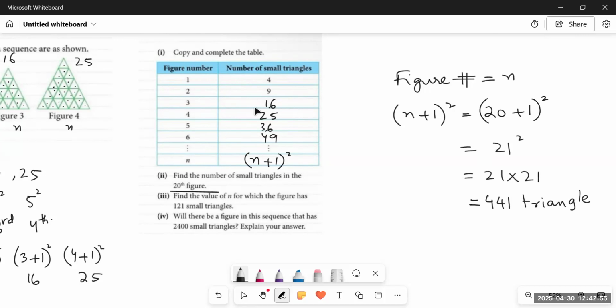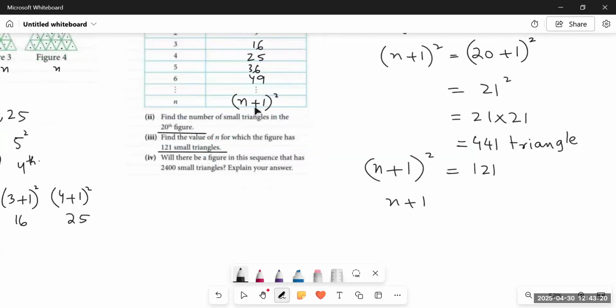Then comes finding the value of n. Using the same formula, we have to find the value of n for which the figure has 121 small triangles. In part 2, we had to find the number of triangles, but in part 3, we are provided with the number of triangles. Again, we are going to use the same formula, but this time like this. n plus 1 to the whole square is given as 121. Now we will solve it.